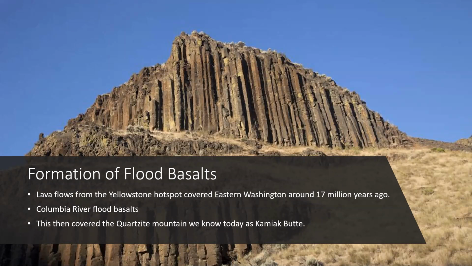Basalt is a common rock all over the Palouse, and it was caused from lava flows from the Yellowstone hotspot around 17 million years ago. As the lava flowed over eastern Washington, it created the popular Columbia River flood basalts and covered most of the quartzite mountains such as Kamiak Butte in layers of basalt. This is why under the loess soils of the Palouse, you'll find basalt.